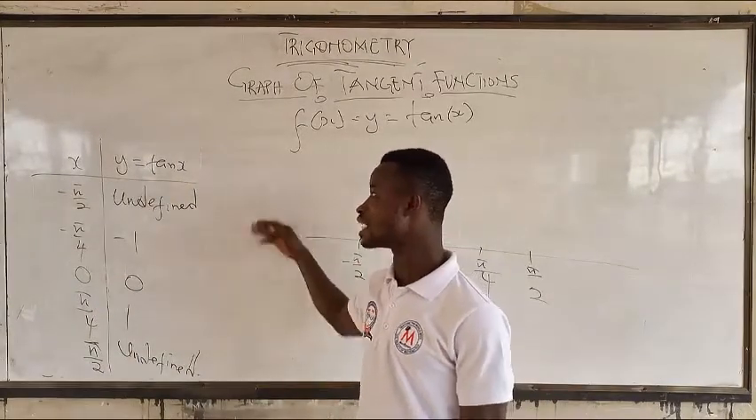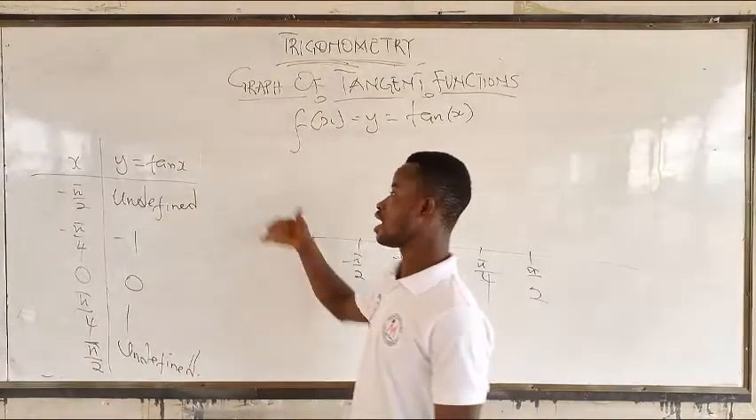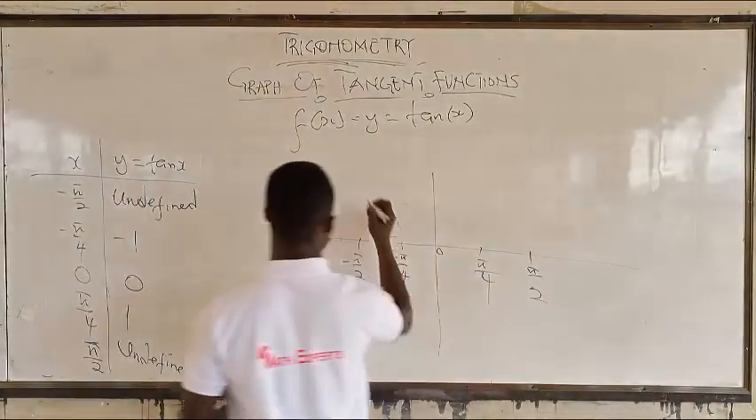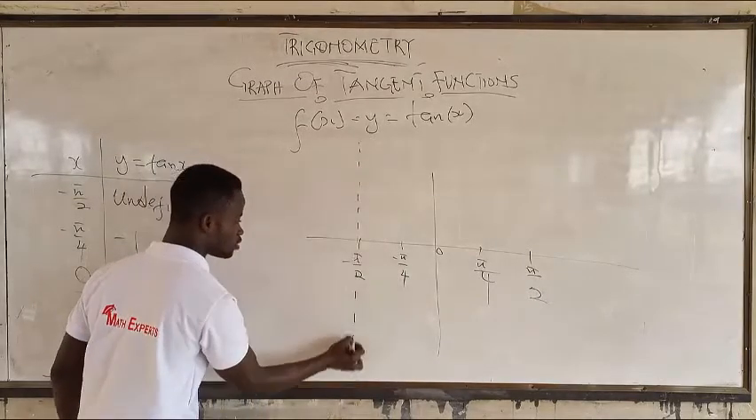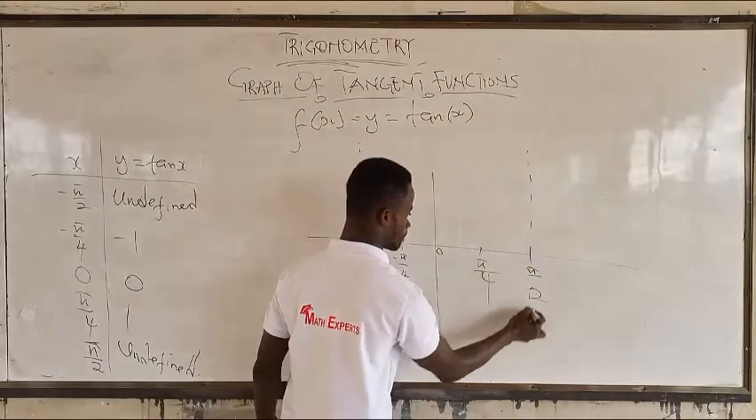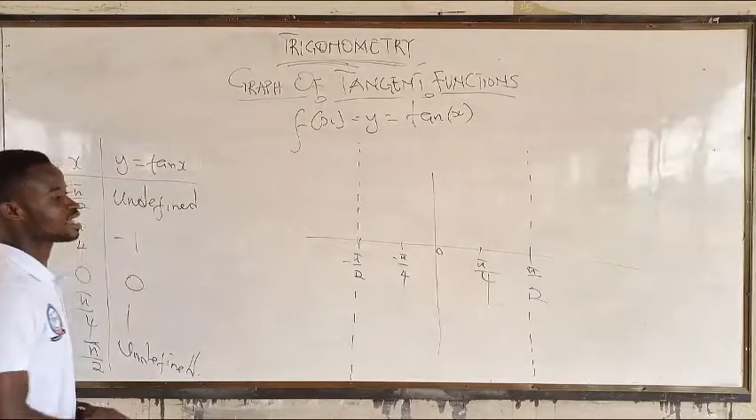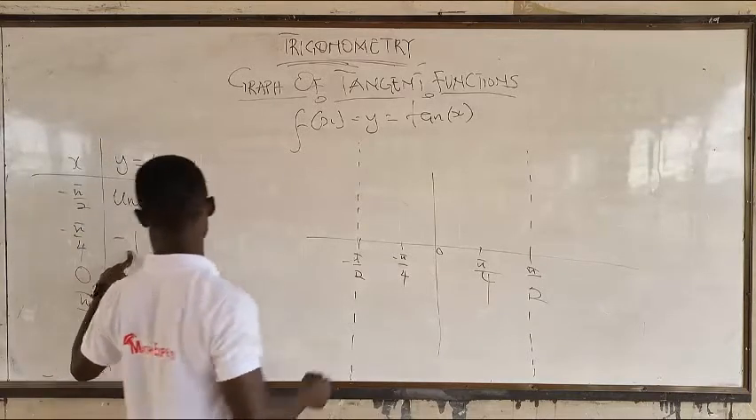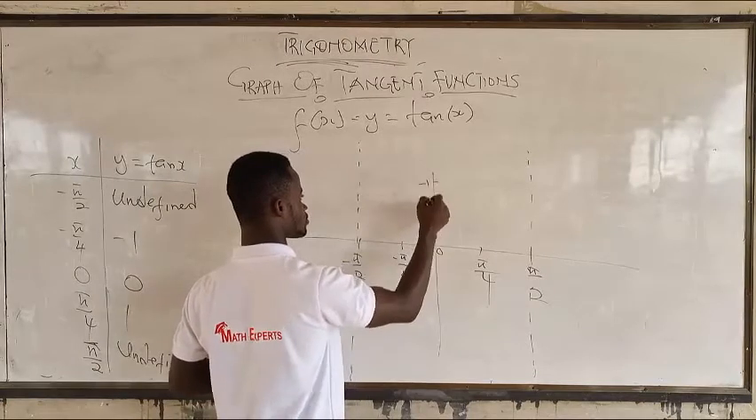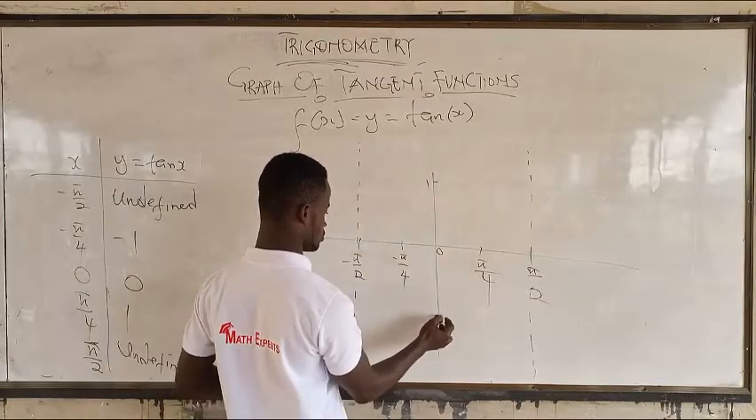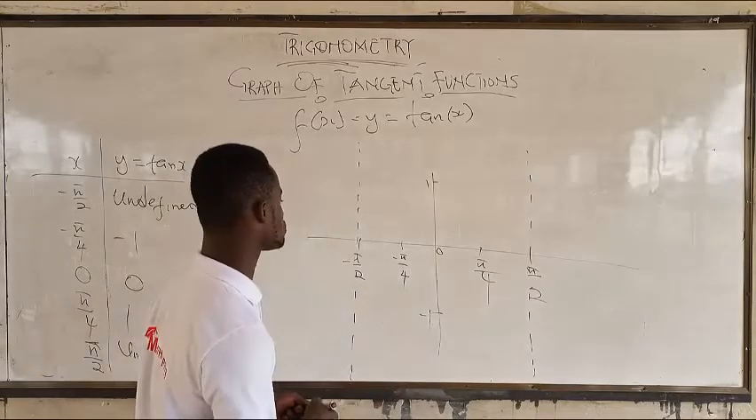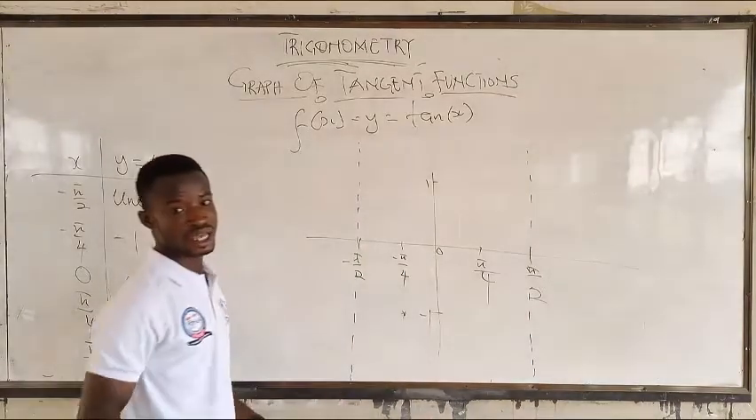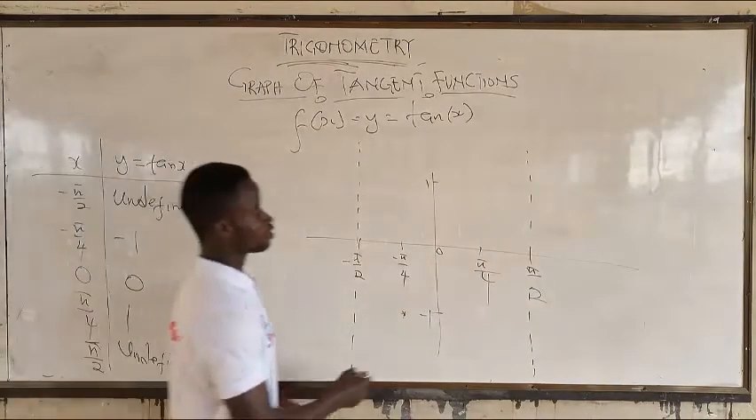When we have it to be undefined, then it is going to be asymptotic where x is negative pi on 2 and where x is pi on 2. So the graph is going to be asymptotic to this. That is the asymptote. Very good. Then at negative pi on 4, we have negative 1. The minimum is negative 1 and the maximum is 1. So at negative pi on 4, we have negative 1. Then at pi on 4, we have 1.